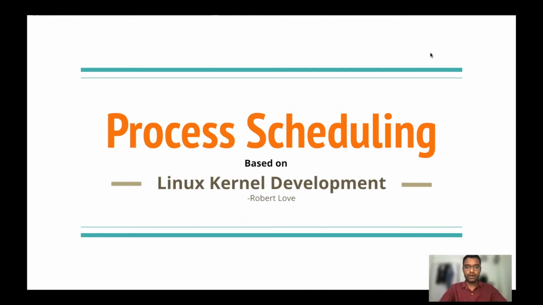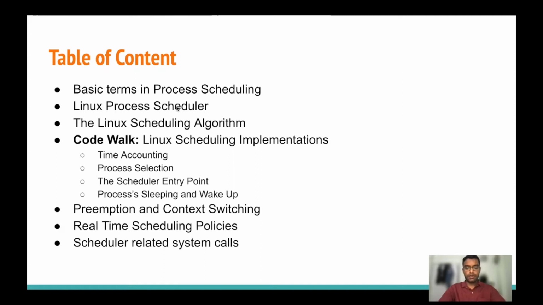So let's get started. This is the content that I will be discussing in this video. We will discuss basic terms in process scheduling. We will also look into the process scheduler and the scheduling algorithms. We will do a small code walkthrough of Linux scheduling implementations. We will also see preemption and context switching in the Linux kernel. At the end, we will see real-time scheduling policies and system calls related to scheduling.